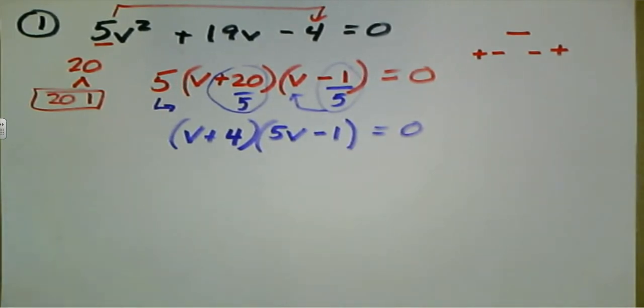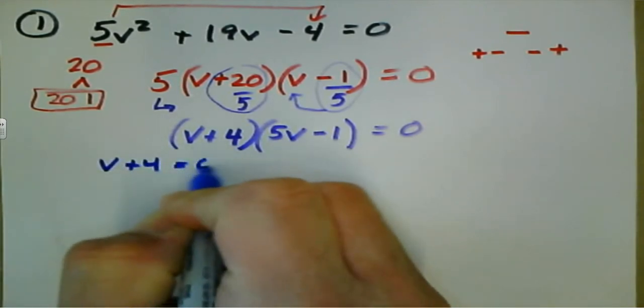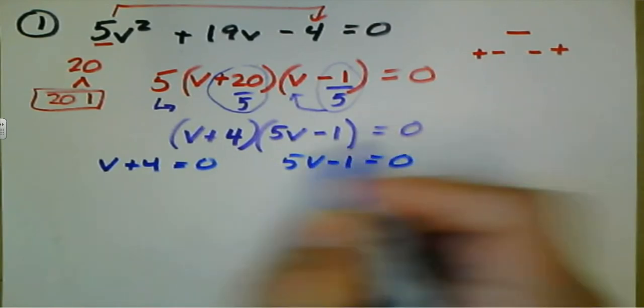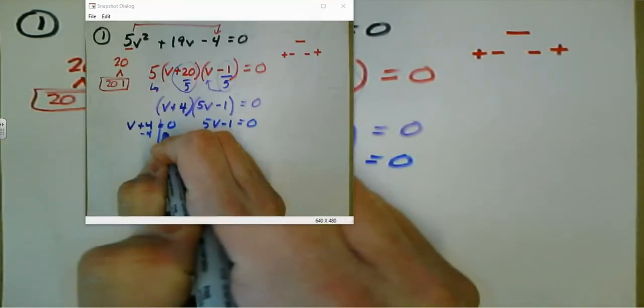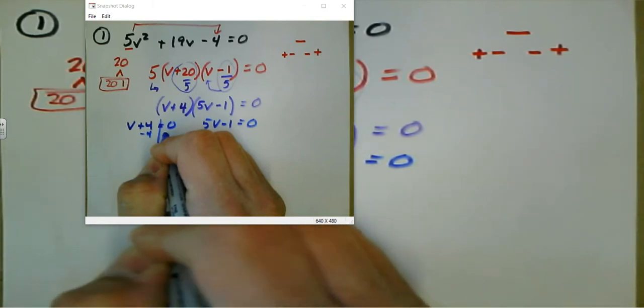Now we can set these to 0. So we have v plus 4 equals 0 and 5v minus 1 equals 0. Well, this one's the easy one. We're going to subtract 4. We're just solving the equation. Use its opposite operation. So what we do on one side, do on the other.